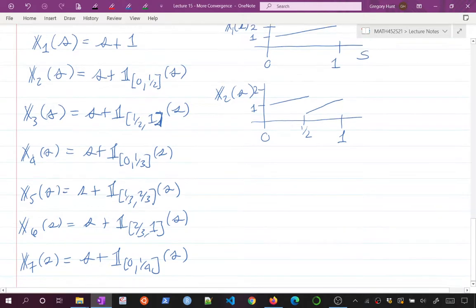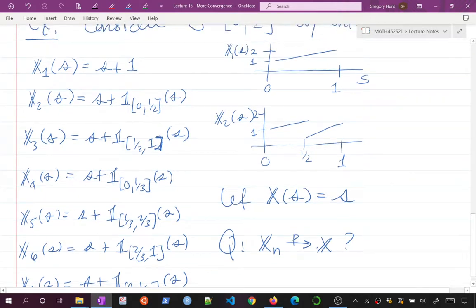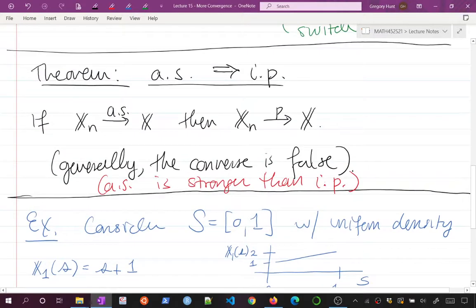And let our limiting random variable, x of s, just be s, okay? And our question is, does this sequence, xn, converge in probability to x? So what do we need to do to show that this thing converges in probability?